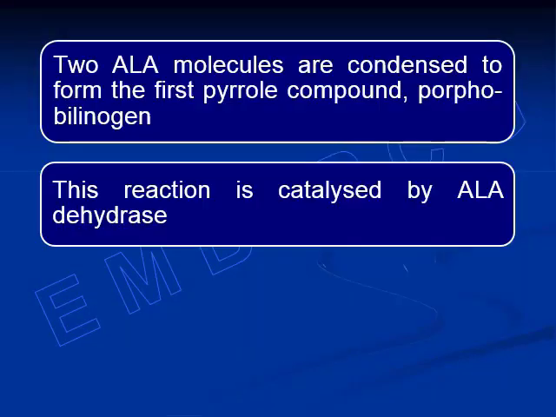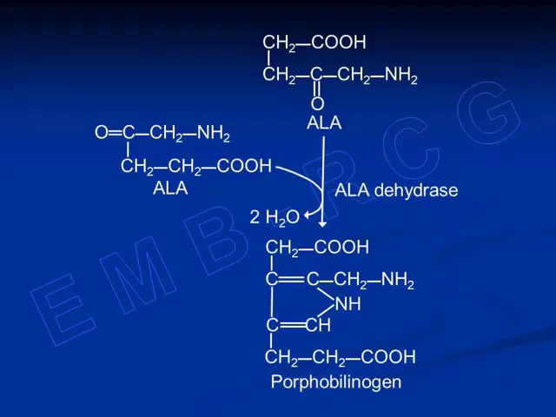Now, 2 ALA molecules are condensed to form the first pyrrole compound known as porphobilinogen. So that delta amino levulinic acid will now become condensed, 2 of them, to form the first pyrrole compound called porphobilinogen. And this again is catalyzed by the enzyme called ALA dehydrase. See here, delta amino levulinic acid is getting dehydrated, removal of water, by the help of ALA dehydrase to form the first one, porphobilinogen.